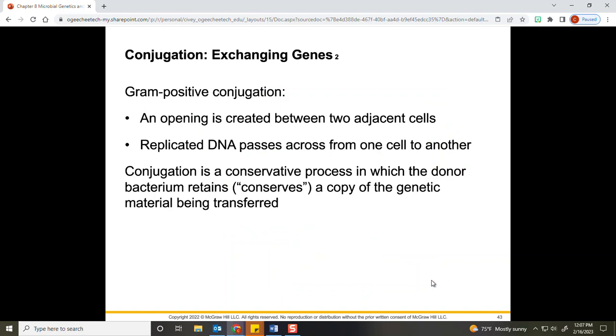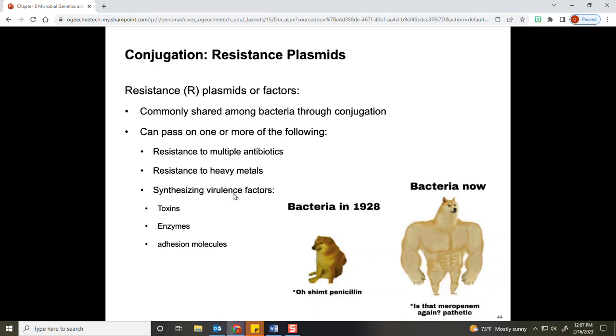Now that's for gram-negative cells. What about gram-positives? So in gram-positive conjugation, there is an opening that will form between two adjacent cells, and replicated DNA can pass from one cell to the other. So this process is conservative in gram-positive organisms because the donor bacterium will retain or conserve a copy of the genetic material that's being transferred, so it doesn't lose anything. So again, why is this important? Because it gives these bacterium some interesting traits.